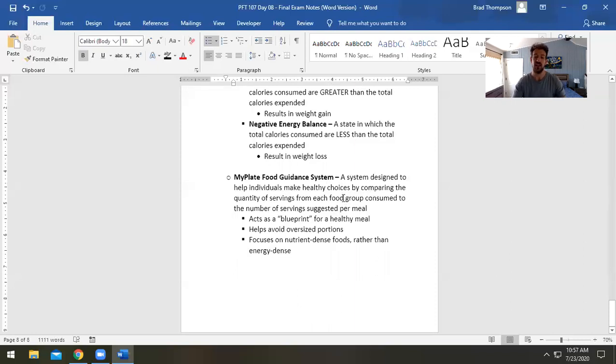So the idea here is it's like a blueprint for a healthy plate, right? If half of your plate is fruits and vegetables, a quarter of it is whole grains, and another quarter of it is a lean, healthy protein, that's going to be a pretty darn healthy meal, right? And so it can help us avoid oversized portions where half of your plate is a big sirloin steak or something. And it focuses, again, on those nutrient-dense foods rather than energy-dense ones.